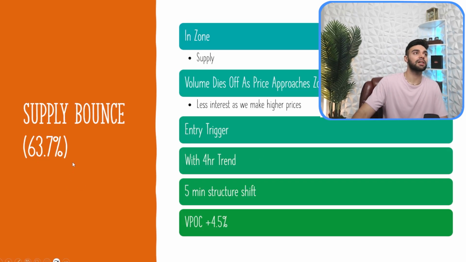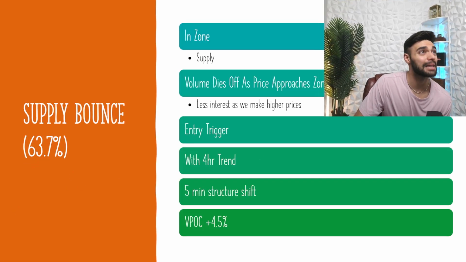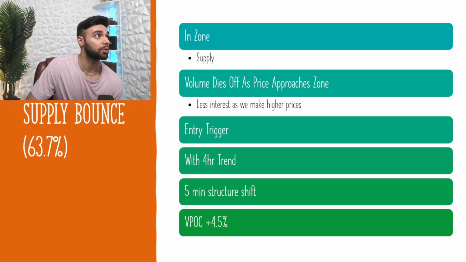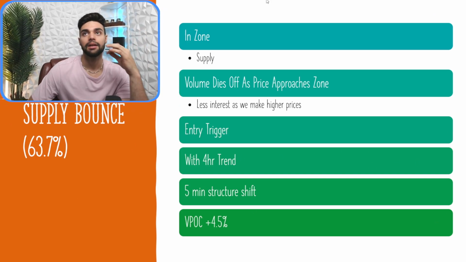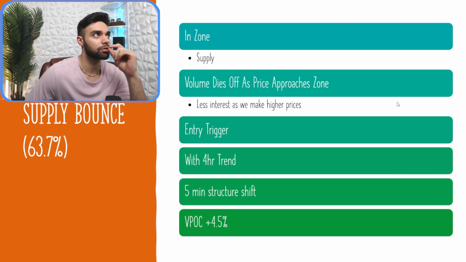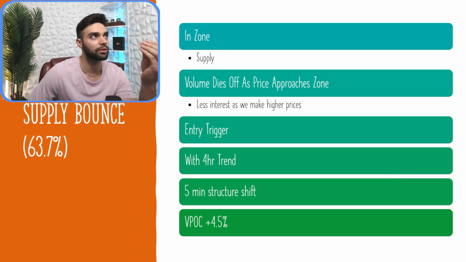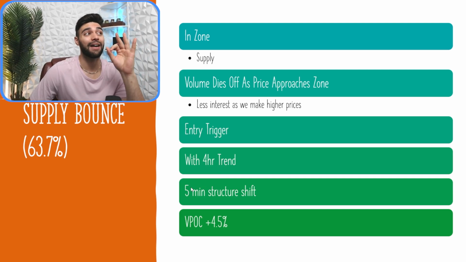So the first one we're gonna talk about is going to be a supply bounce, right? This one has been really, really successful recently. So it has to be in a zone, supply, right? Volume has to die off as it approaches the zone, right? We're gonna see less interest as we make those higher prices. We need to see an entry trigger. We need to see it be with the 4-hour trend. I need a 5-minute structure shift.